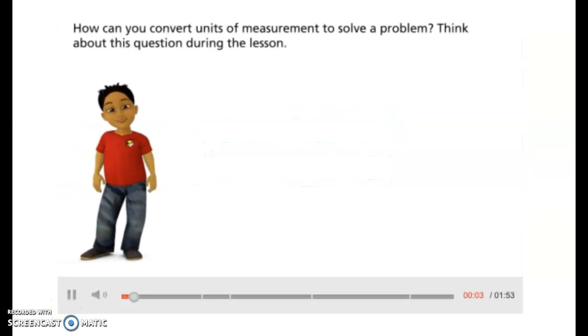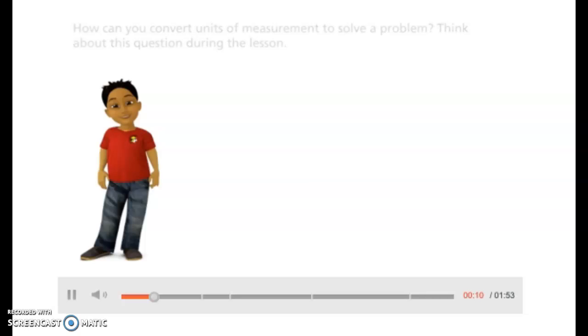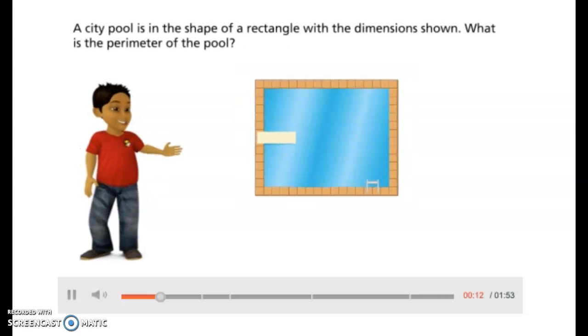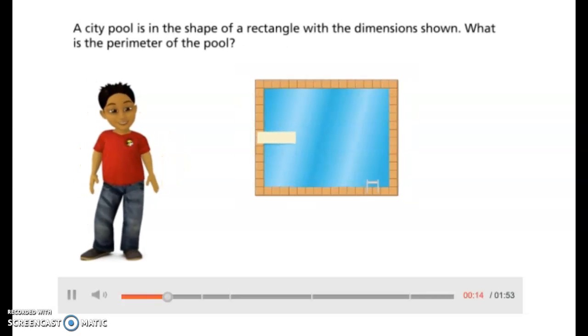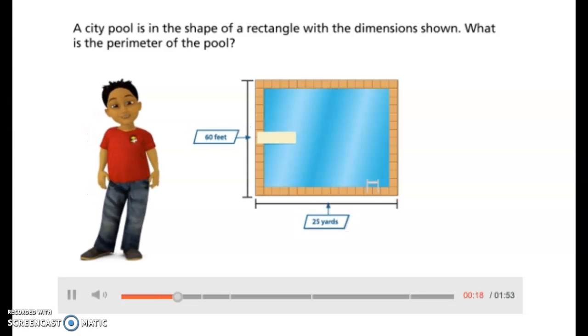How can you convert units of measurement to solve a problem? Think about this question during the lesson. A city pool is in the shape of a rectangle with the dimensions shown. What is the perimeter of the pool?